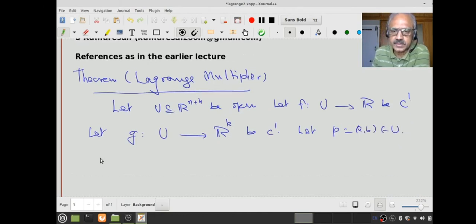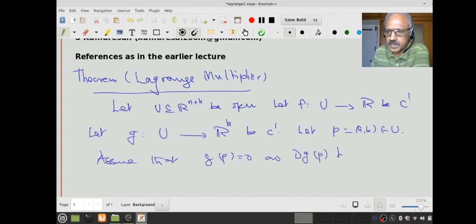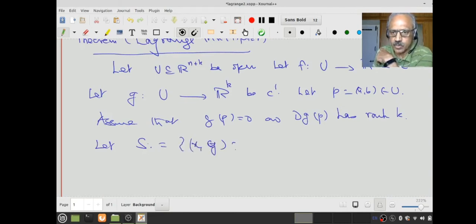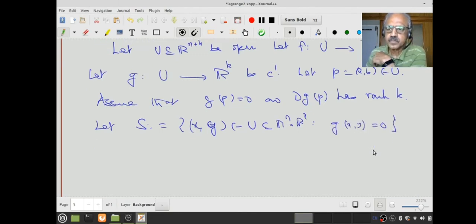Assume that G of P is 0 and dG of P has rank K. Let S be the level set of all (x, y) in U, which is a subset of R^n cross R^K, that is R^(n+K), so that G of (x, y) is 0.